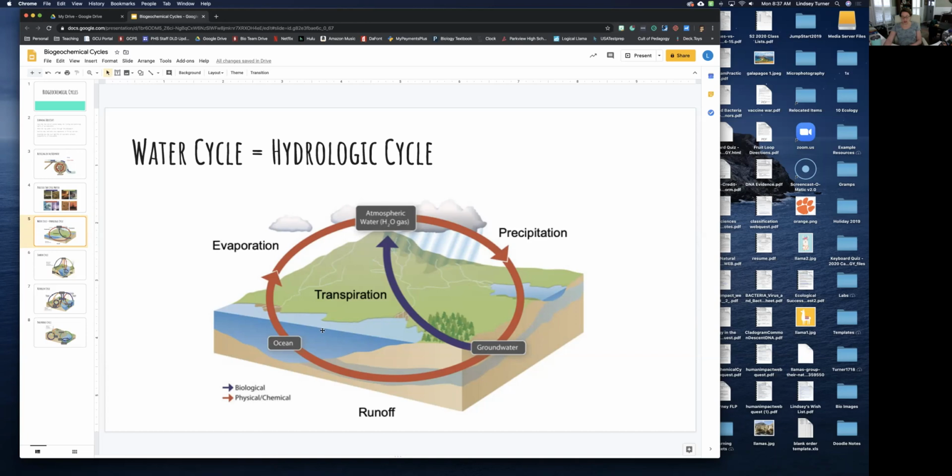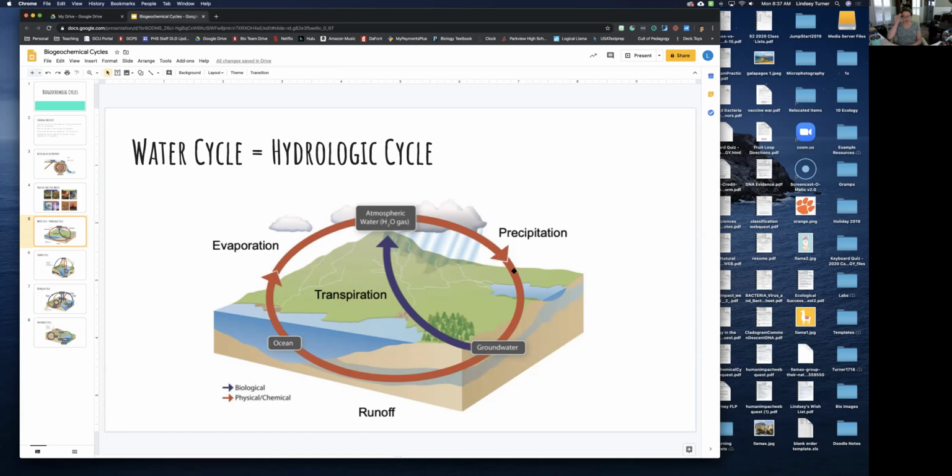And it cycles through evaporation and precipitation from bodies of water to land. So evaporation brings moisture up into the air, into the atmosphere, okay? H2O gas, okay? Atmospheric water vapor, okay? And then can return to Earth through precipitation.